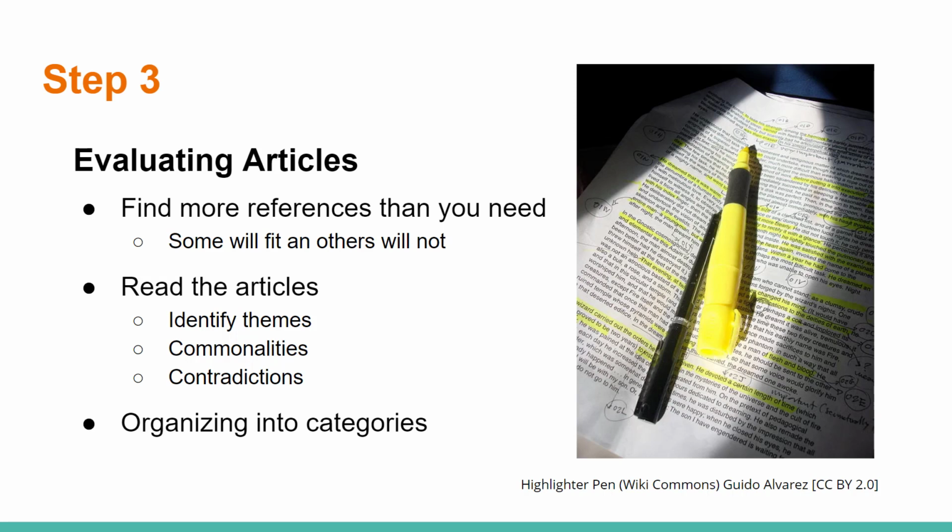When you're reading the articles, you should look for common themes, contradictions, things that link your articles together. Remember that you're writing a professional research paper, not a persuasive paper. So you're going to want to look for things that may also contradict those commonly held beliefs, and then start organizing your articles into categories.